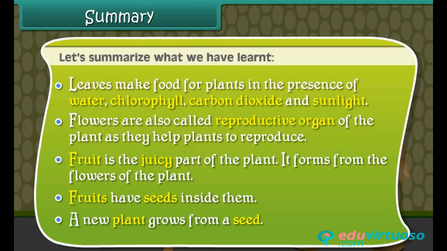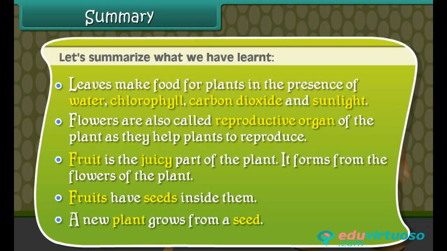Summary. Now, friends, let's summarize what we have learnt. The main parts of a plant are roots, stem, leaves, flowers, and fruits. Stem, leaves, flowers, and fruits grow above the ground, and the roots grow below the ground. Roots hold the plant firmly in the soil. They absorb water and nutrients from the soil and send them to other parts of the plant. The water travels from roots to the leaves through stem.